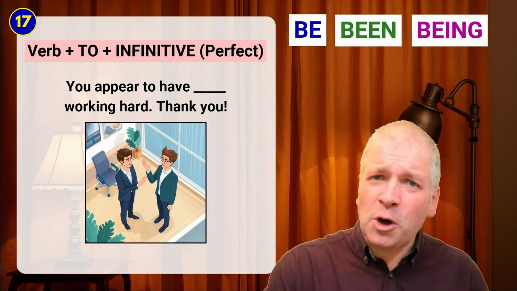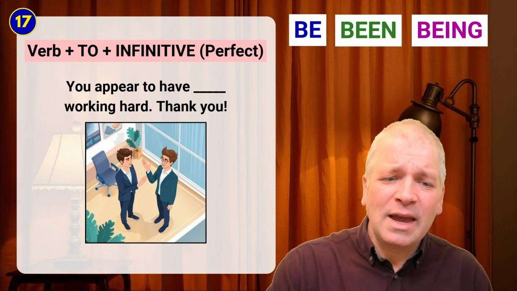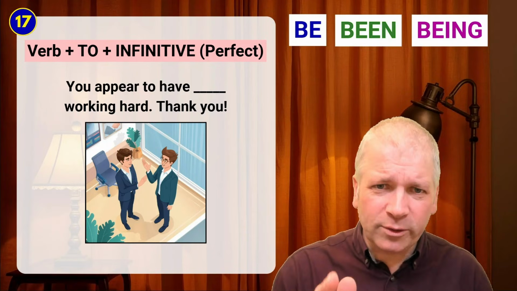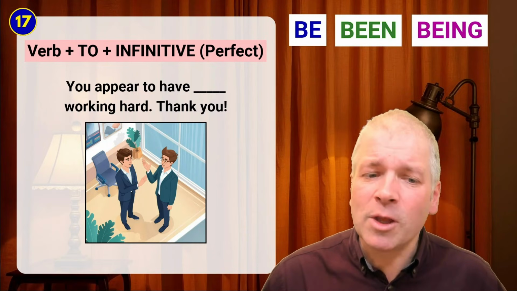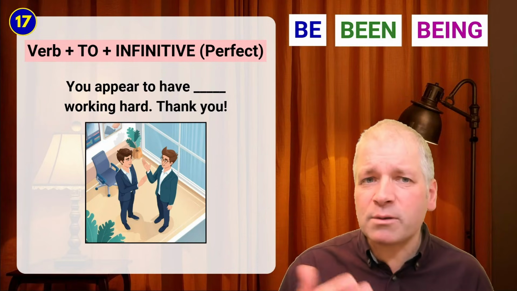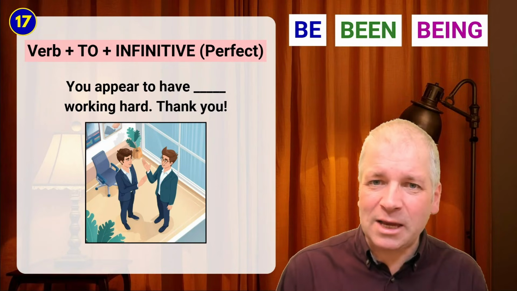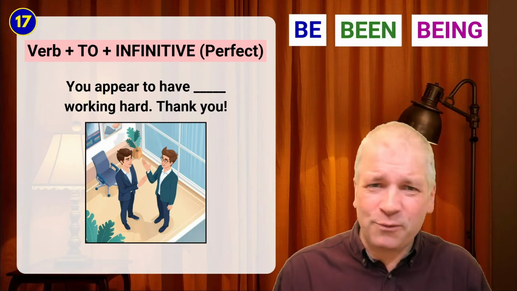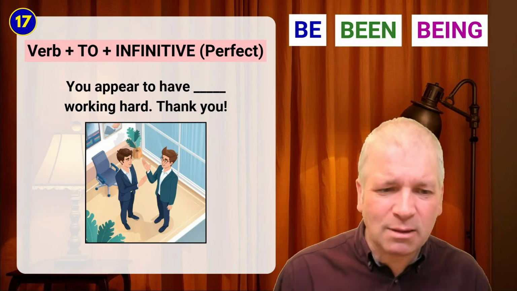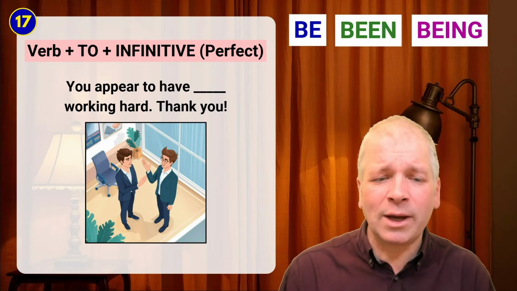We can also use verb plus to plus infinitive in the perfect form. What does that do to the verb to be here? You appear to have something working hard. Perhaps in this picture, the manager is speaking to an employee, and the manager is very happy with the employee. So he says this, you appear to have something working hard.